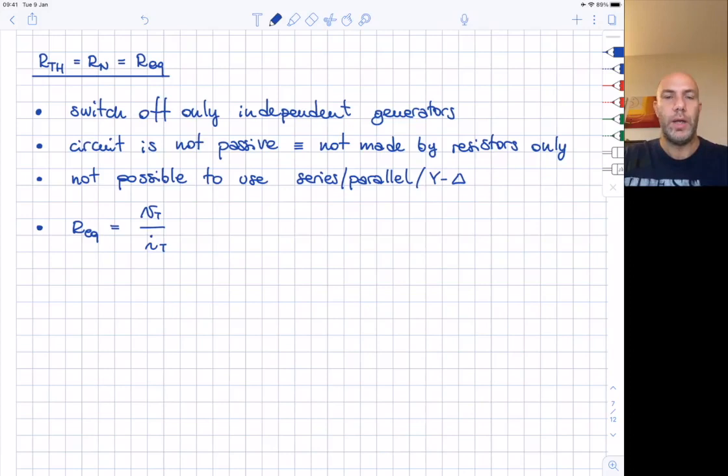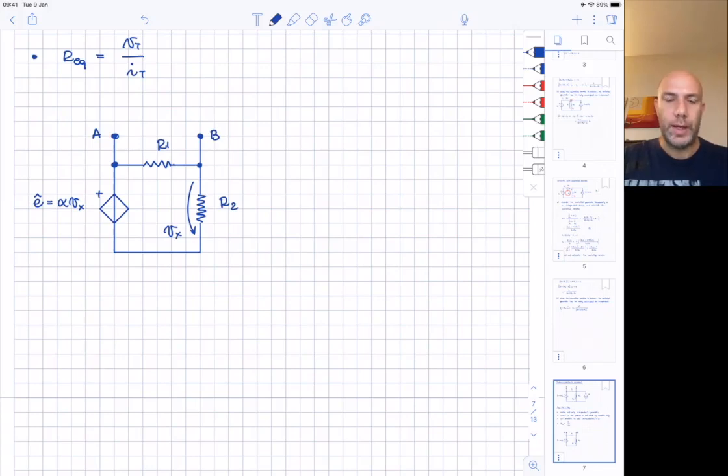Or, similarly to what we said before, we can apply a current generator with a known current, calculate the voltage, and then get the value of the equivalent resistance by applying the ratio between the voltage calculated and the current impressed by the current generator. If we switch off the current generator, that is the only independent generator of the circuit, we are in this condition, where we can calculate the equivalent resistance at AB terminals by applying a voltage generator and calculating the current, or a current generator and calculating the voltage.